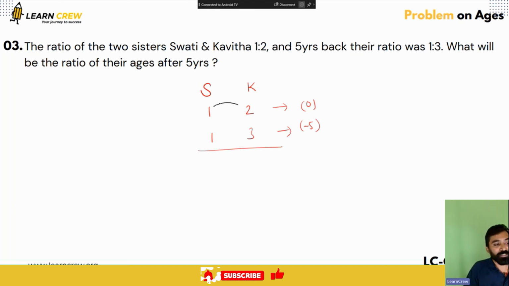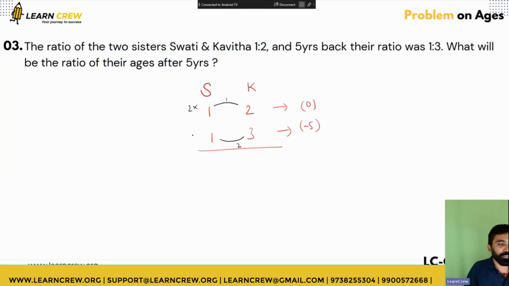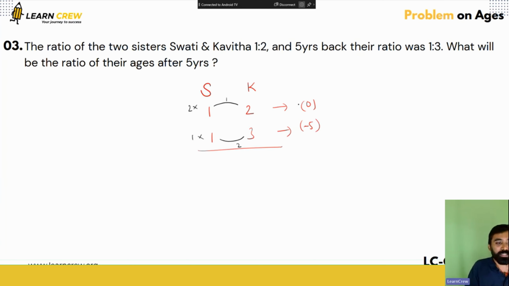First, the difference between this is 1. The difference between this is 2. So obviously they are not equal. So multiply this by 2 and multiply this by 1. That's all. Cross multiply. The entire thing becomes 2, 4. This is Swati. This is Kavitha. This becomes 1. This becomes 3.